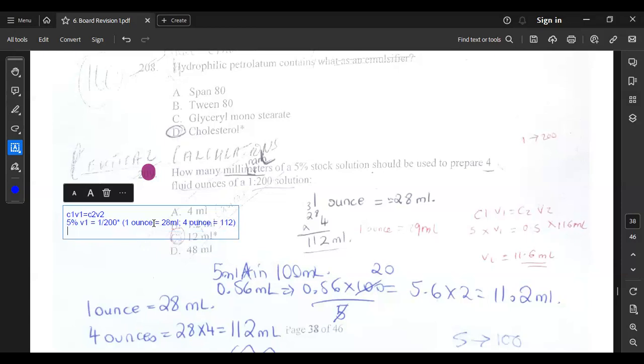Gaius has gotten 11.2 ml. And I'm being told that 1 ounce is 30 ml. So if it's 30 ml, then it will be 12 ml. Okay. Yeah.